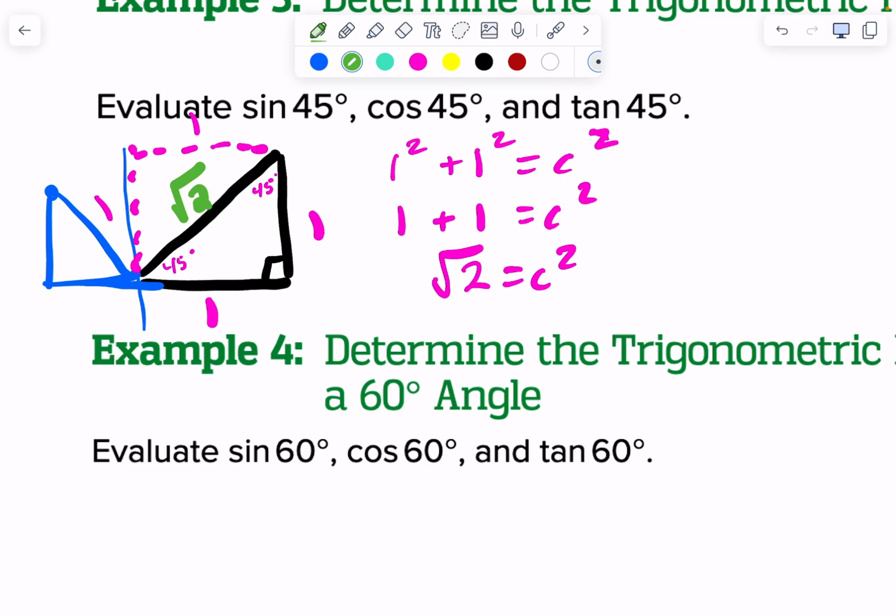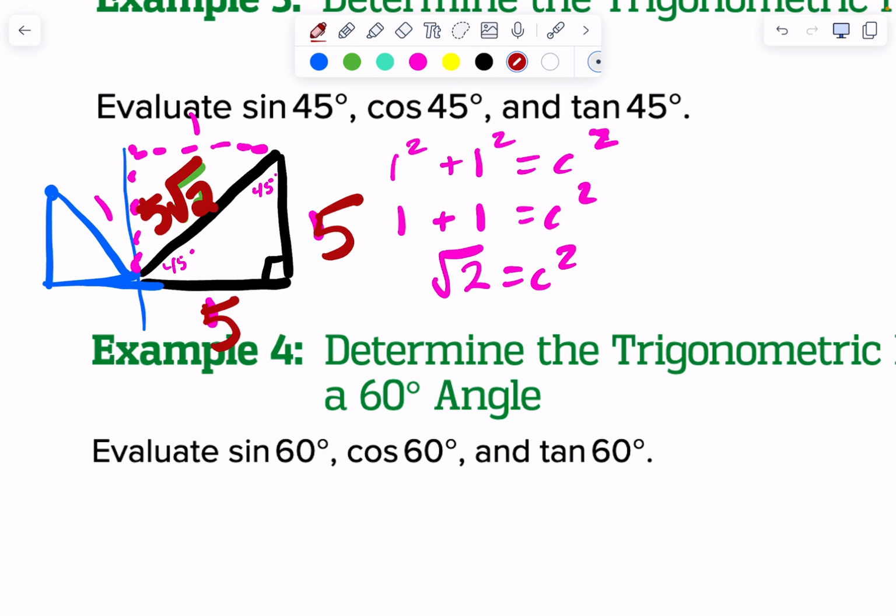Now, I could have chosen these sides to be, let's say, 5 and 5. But this guy would end up being 5 square roots of 2. And then if I do sine, cosine, and tangent with him, I would end up doing like 5 over 5, which I have to reduce, right? So it's easier just to do 1, 1, and the square root of 2. Does that make sense?